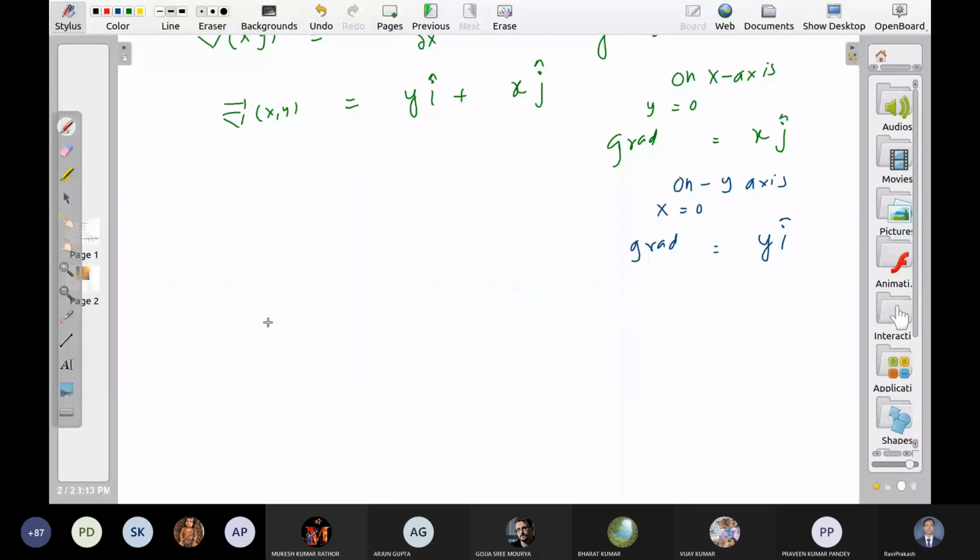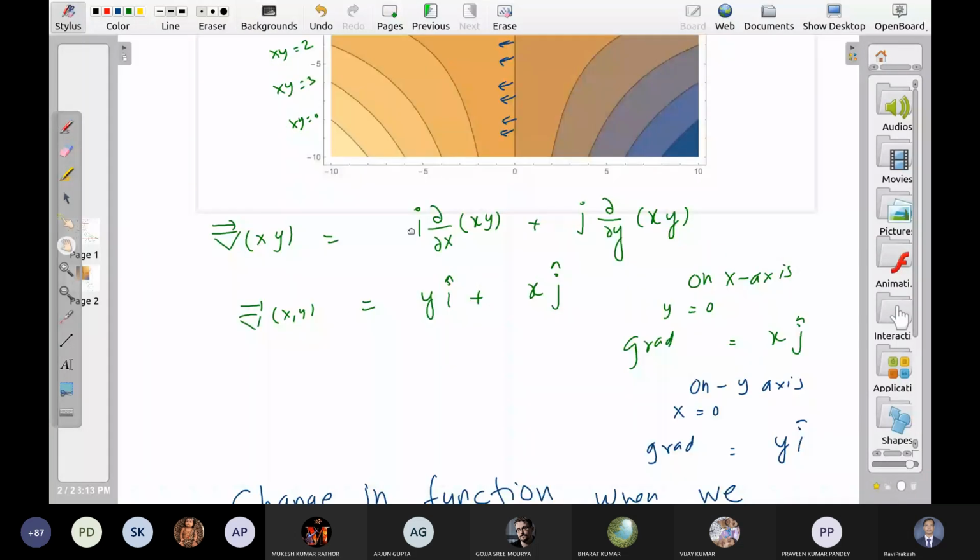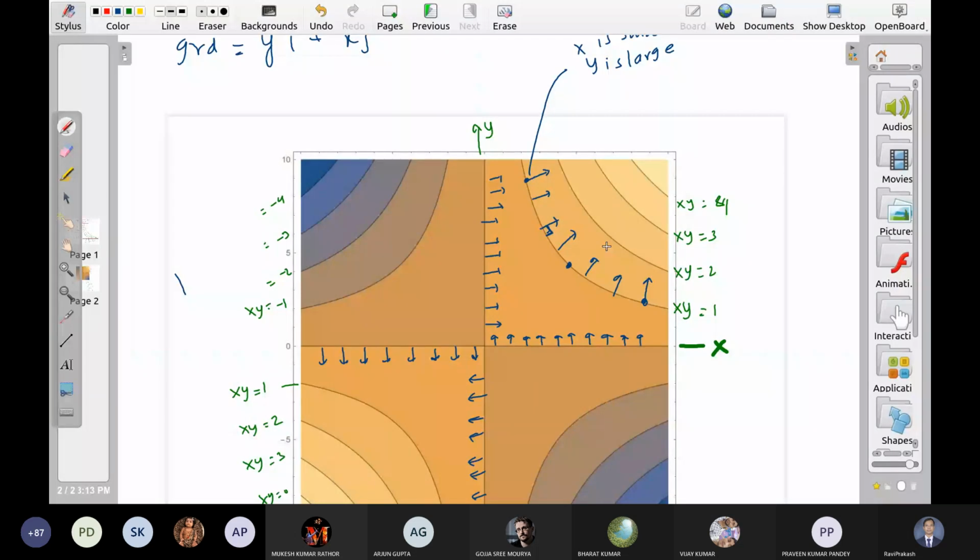Let us calculate the change in function when we go from one point to another. If we are at this point, the value of function is 1. If we are at this point, the value of function is 2. If we are somewhere between, the value of function may be 1.5 or 1.7, right?